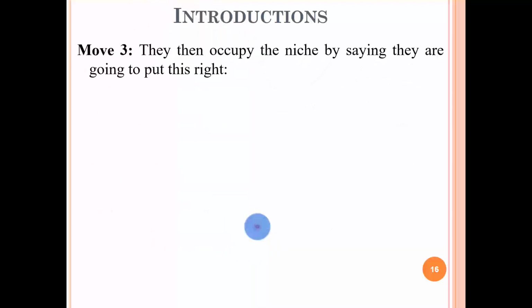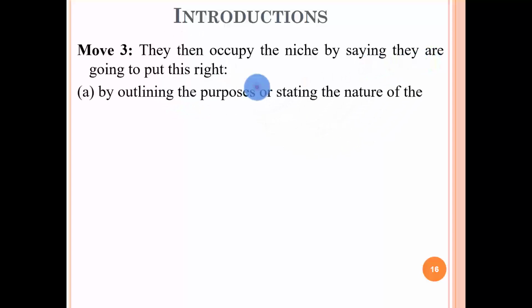So this is the third move. Then they occupy the niche by saying that they are going to put this right. What has been wrong with the previous research has to be rectified now by the authors. This happens by outlining the purpose or stating the nature of the present research. So this is obligatory, okay? Because we have a gap, then we have to fill this gap.